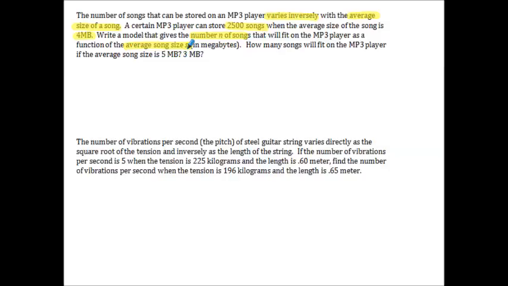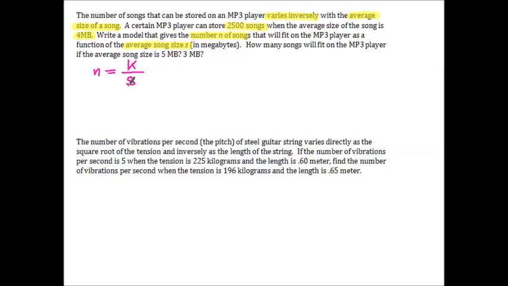And then figure out how many songs will fit on that very MP3 player if the average song size is 5 MB or if it's 3 MB. So let's start off with our equation. The number of songs varies inversely with the average song size. So n is equal to k divided by s.